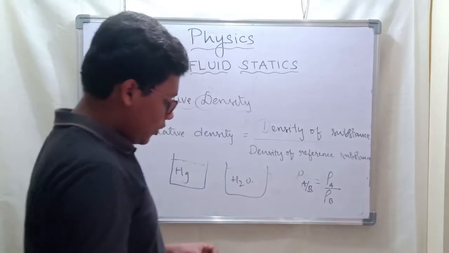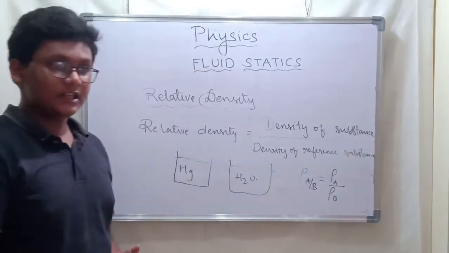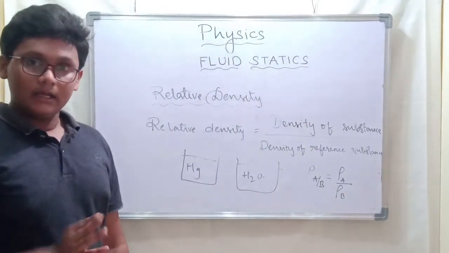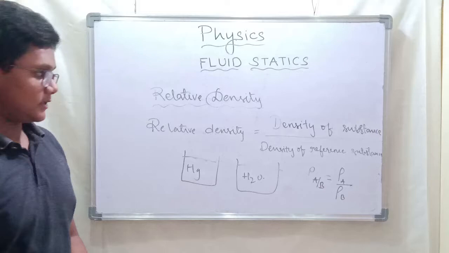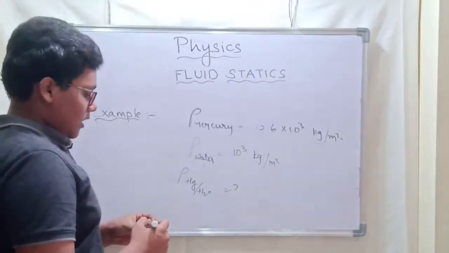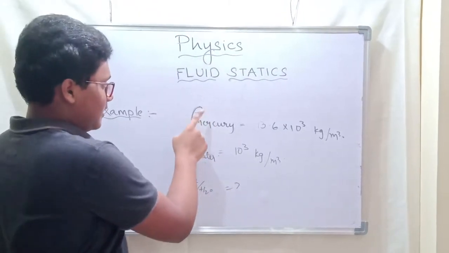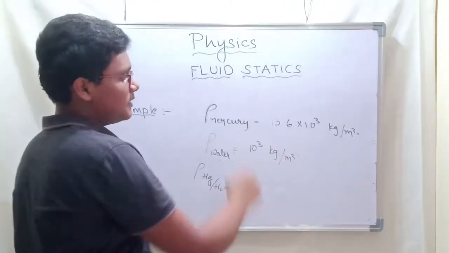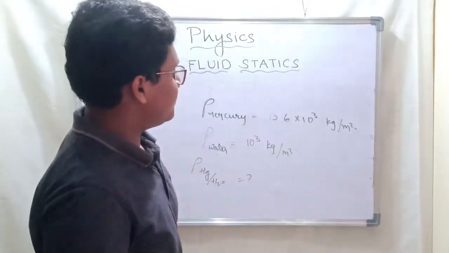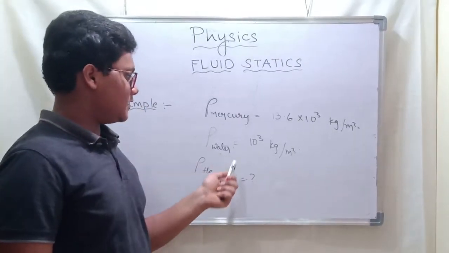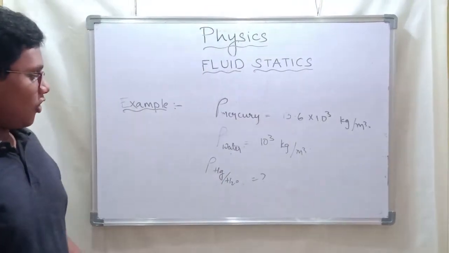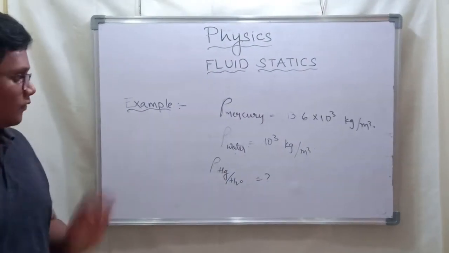Means the relative density of a liquid with respect to a reference substance is equal to the density of the liquid divided by the density of the reference substance. A small example on that relative density topic: the density of mercury is 13.6 into 10 to the power of 3 kg per meter cube, and the density of water is 10 to the power of 3 kg per meter cube. The question is the density of mercury with respect to the density of water.